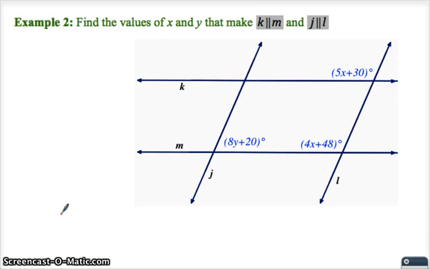All right, here we go, part 3. Find the values of x and y that make both these things happen. So everything that looks parallel has to be parallel. All right, so we've got an angle marked here, and marked here.